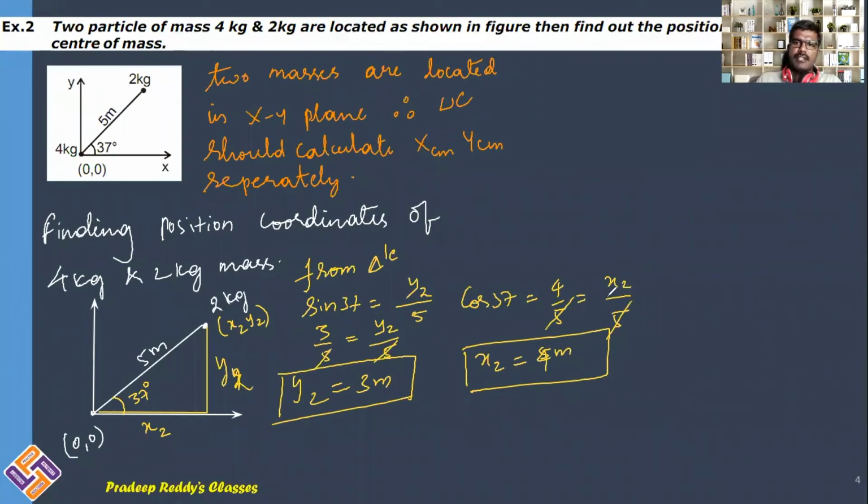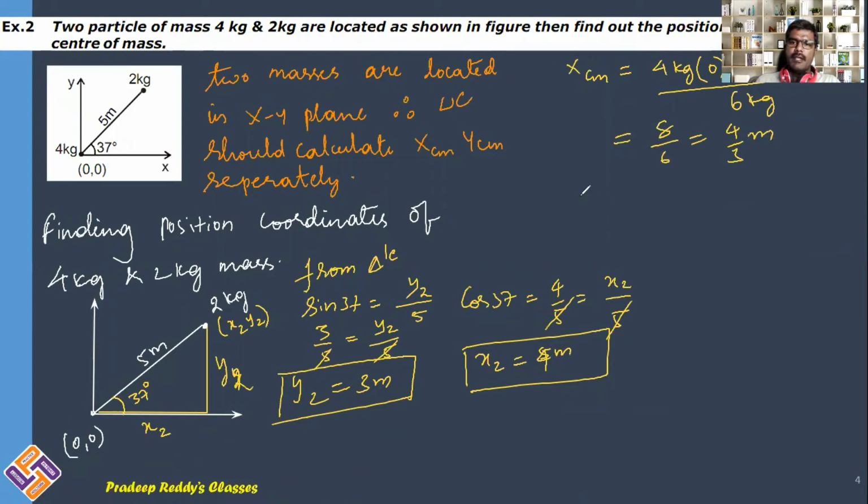Now use this relation. XCM is equal to m1x1 plus m2x2 divided by m1 plus m2. What is m1? 4 kg. x1 is 0 plus 2 kg and x2 is equal to 4 meter, divided by 6 kg as a whole. This is equal to 8 divided by 6, which is 4 by 3 meter.